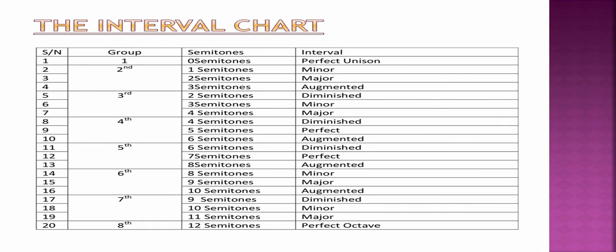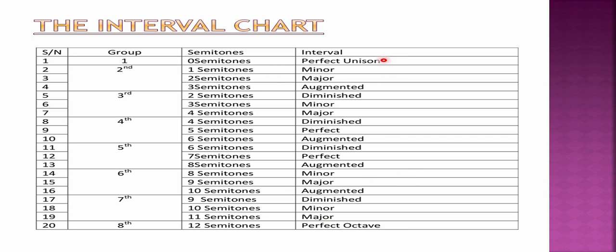Boom. So we are here, and you see the interval chart. There are 1st, 2nds, 3rd, 4th, 5th, 6th, 7th, and 8th. So we are dealing with the fifth. Each of these groups of intervals also has its number of semitones, and when you check the number of semitones, you can eventually see the type of interval that we're talking about.